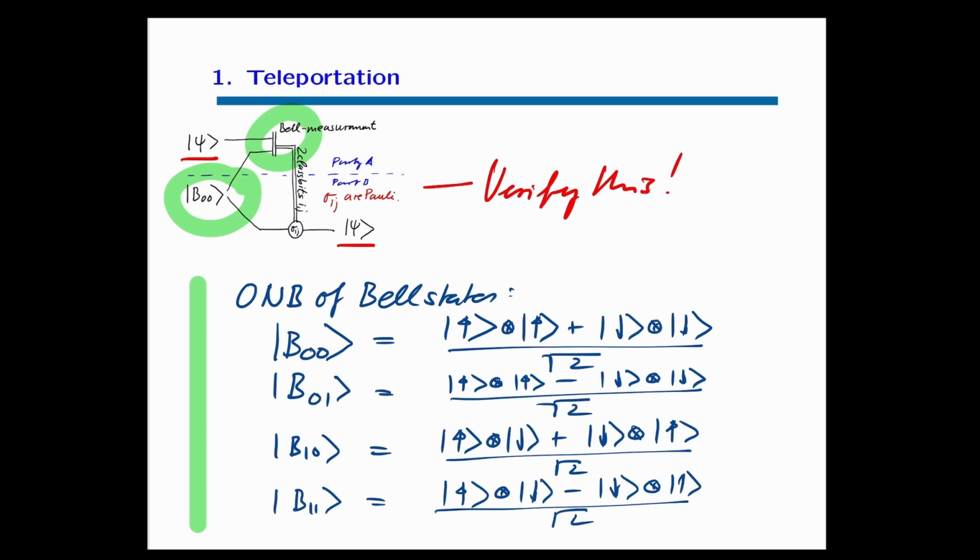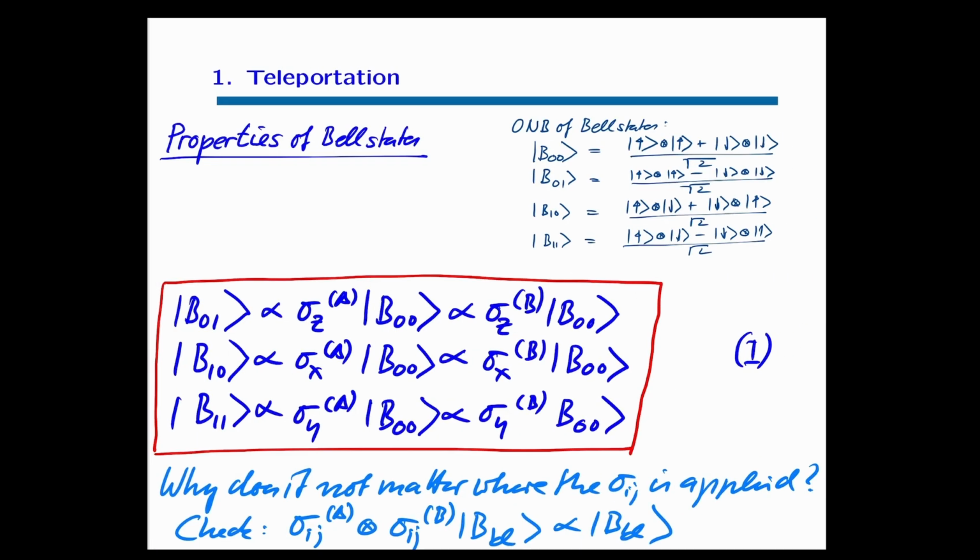Good. And that's the basis in which you measure over here. Okay? So now we have explained almost everything about the protocol except what this is. Sigma stands for Pauli, but we want to know a little bit about the labeling. So the next thing we care about is that there are certain relations between these Bell states.